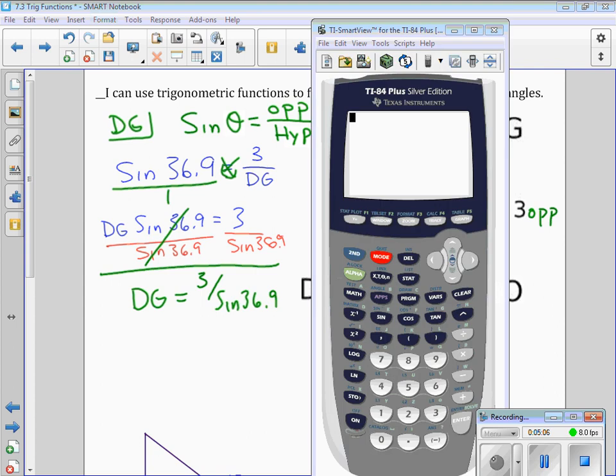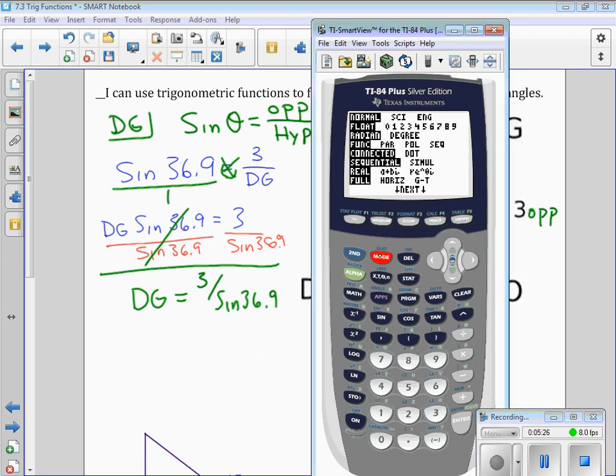All right, it is definitely time for my calculator because I don't know how to divide 3 by sine of 36.9. I have no idea how that actually calculates out, but my calculator does. And so I'm going to go ahead and type that in my calculator. However, before I start, I need to make sure I'm in the correct mode. So on your calculator, go to mode and toggle down to radians, but toggle over to degrees, hit enter, and make sure you're in that degree mode. Whenever you pick up your calculator, make sure it's in that degree mode.